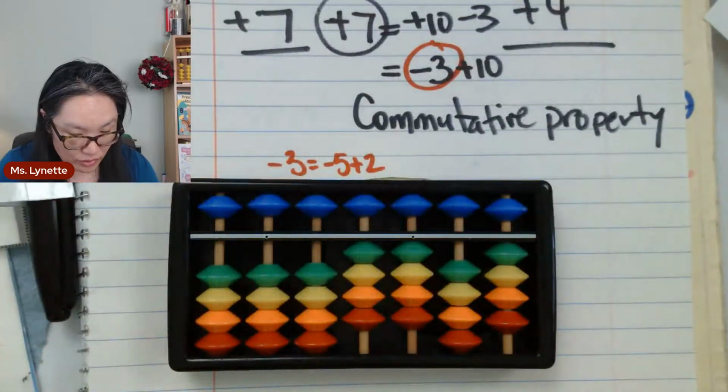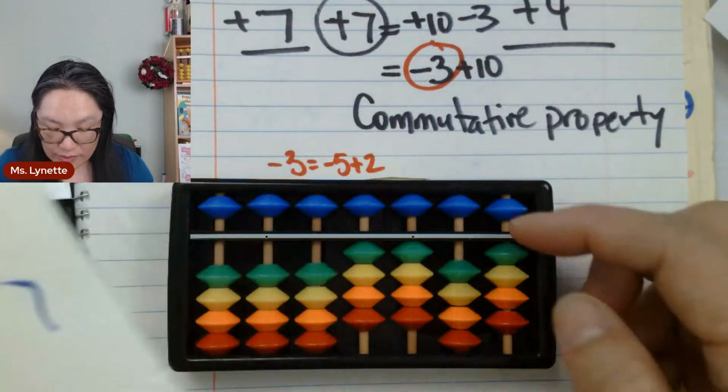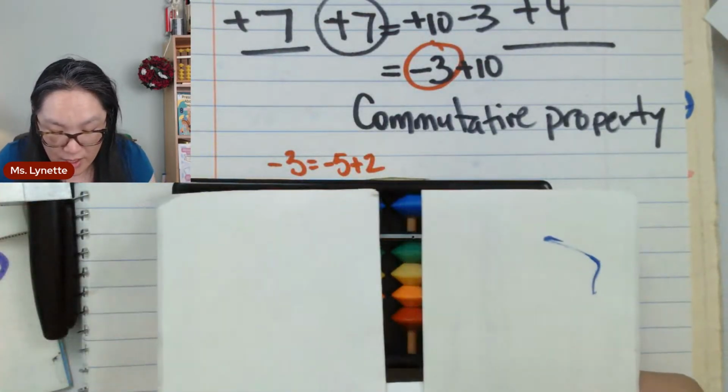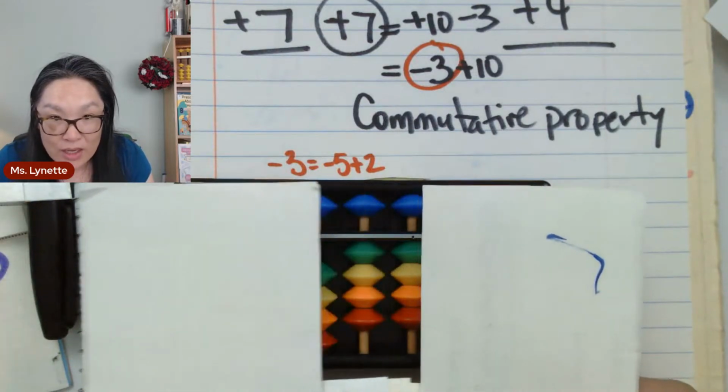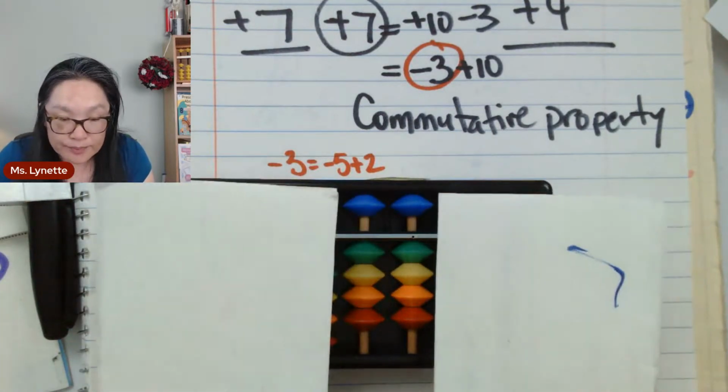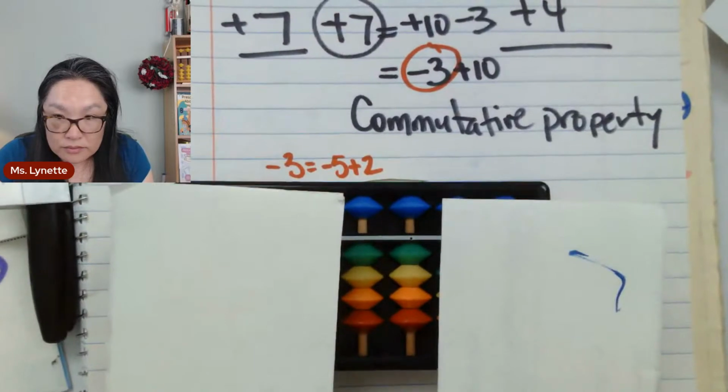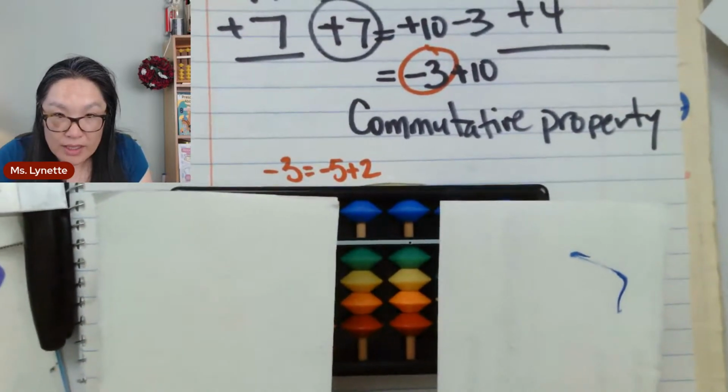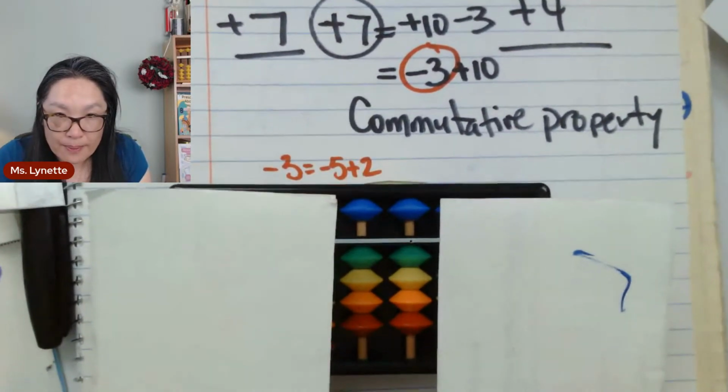Now when I'm done with the ones, I can now go to my tens. Do you see how I did the two-step?